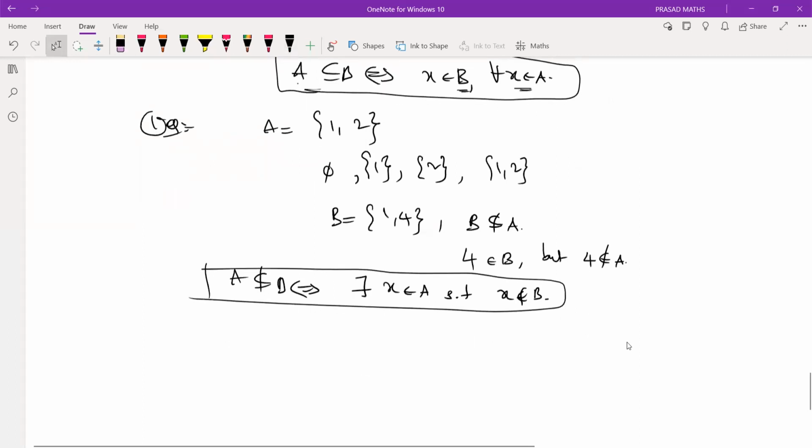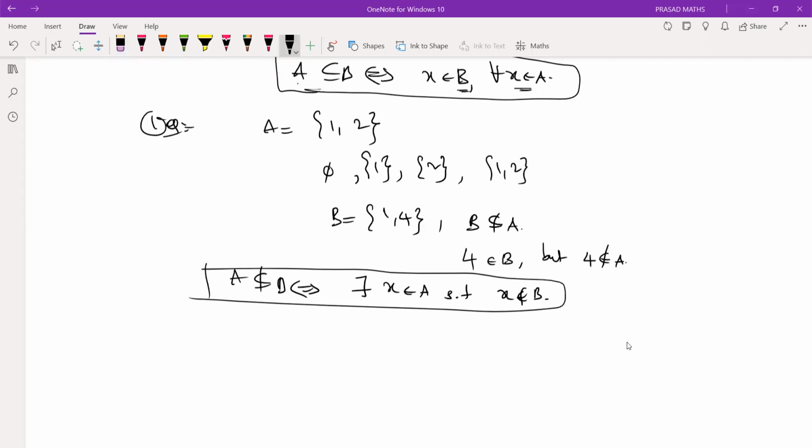So this is nothing but a subset, right? What do you mean by superset? If there exists at least one element in B which is not in A, then B is called a superset of A.